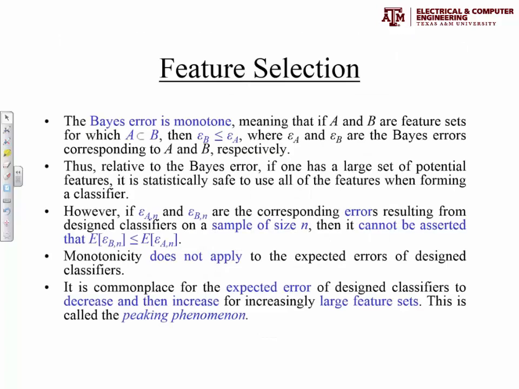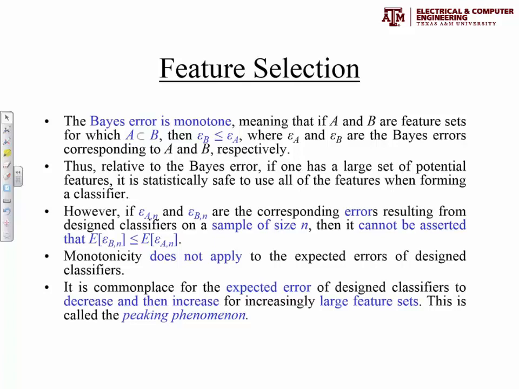So now we come to the topic of feature selection, right? Now it turns out that the Bayes error is monotone. That means if you increase the number of features, you are going to decrease the Bayes error. So in theory, you're going to do better. The error of the best classifier is going to go down if you increase the number of features. But the problem is we have to live with classifiers that are designed based on the sample data. For those, the error is not going to keep on decreasing if you just add more variables.